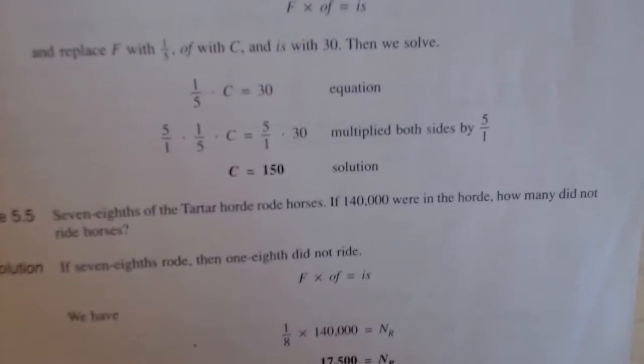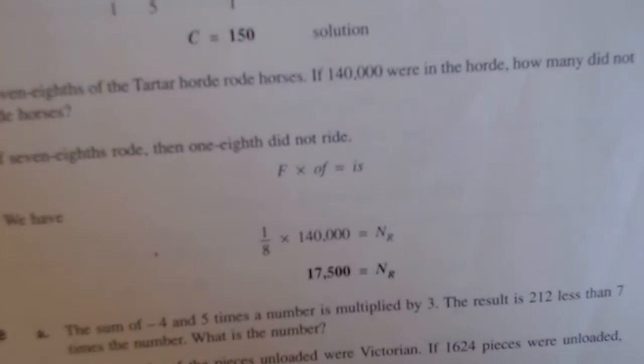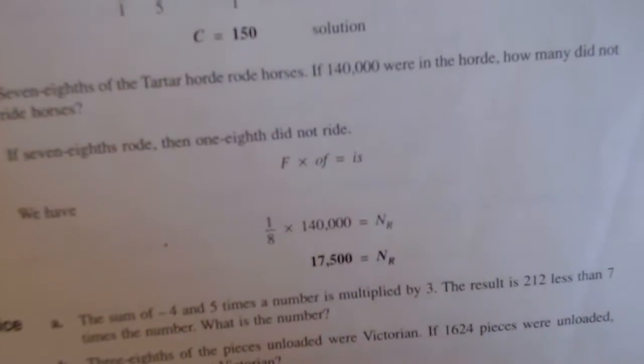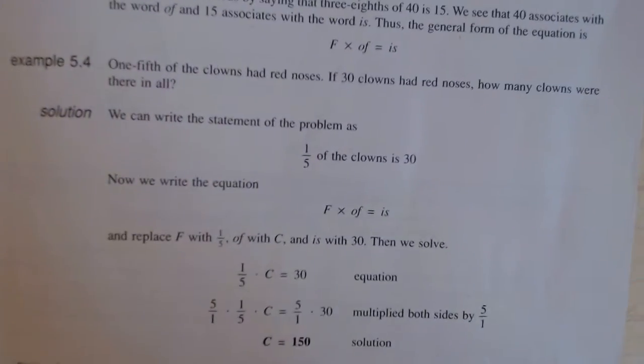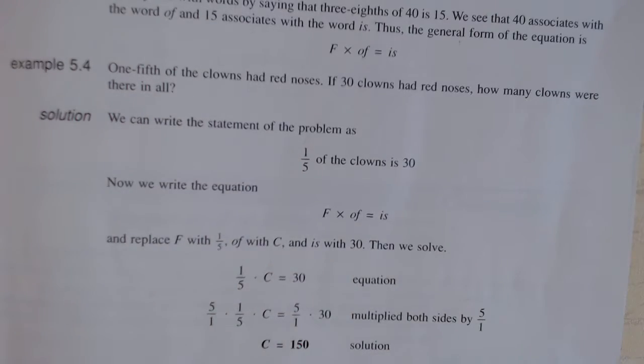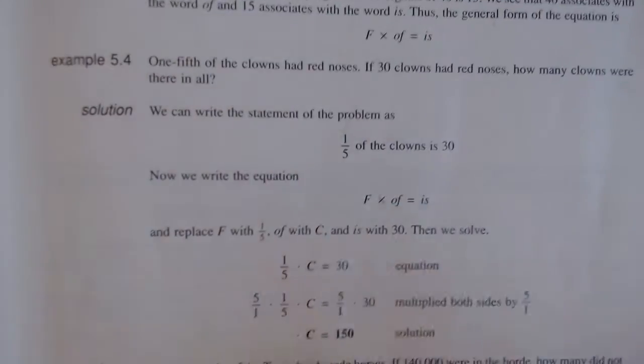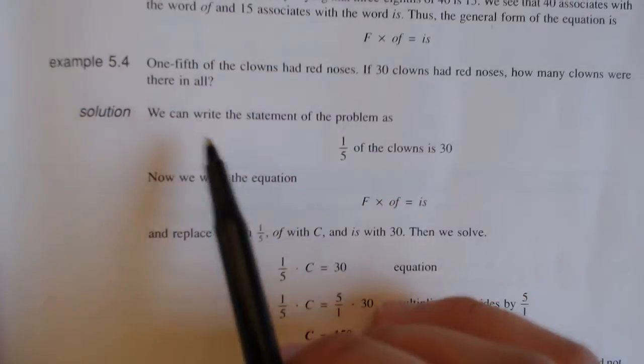So what we need to memorize is this equation right here: fraction times of equals is. So I'll go ahead and write that at the top. F times of equals is. Now, in this equation, the fraction is 1/5 of the clowns had red noses. I don't want to know how many clowns had red noses, though.